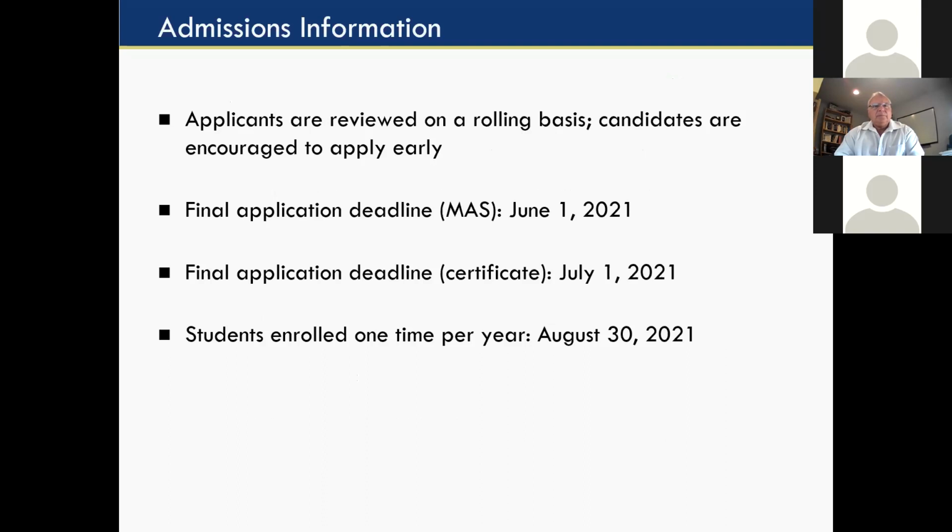Looking over at the admissions information, our applications are reviewed on a rolling basis, meaning you do not need to wait until the deadlines posted on the slide to hear back from the committee with your decision. Our applications are now open for the fall of 2021. We do encourage students to apply early so you can receive your decision earlier and start preparing for that upcoming term. The application deadline to apply for the master's is going to be June 1st, and our certificate deadline is July 1st. We do only enroll once per year, so this is important to know if you are excited about this program and are ready to apply.